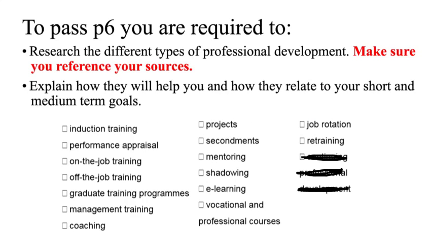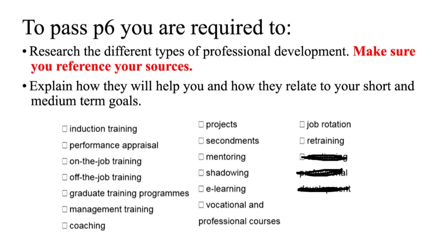Okay, just to summarise, I'll go through the instructions one last time. So to pass P6, you need to have really good, strong definitions of the different types of professional development. Make sure that you're referencing your sources. If you don't know how to, I'll show you and I'll put the instructions up on Moodle. Whatever you do, just make sure that you're saving those hyperlinks that you're using to get your information.